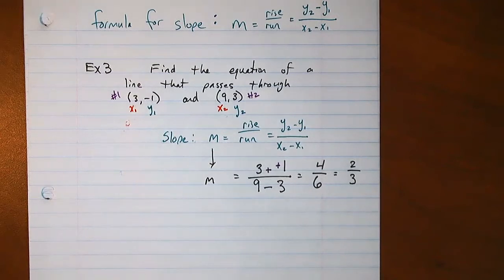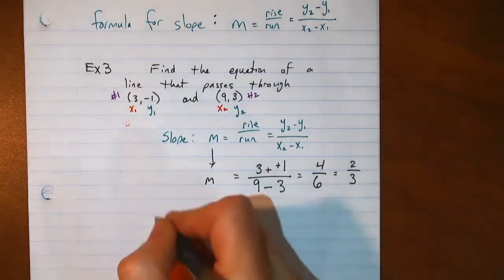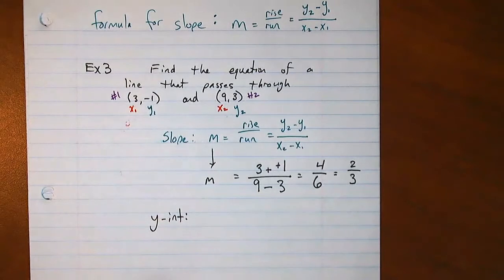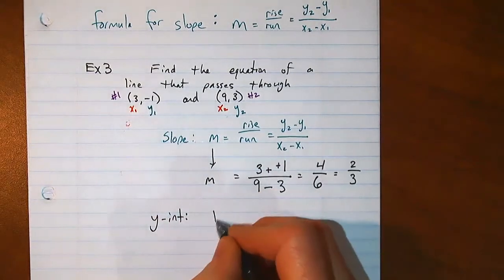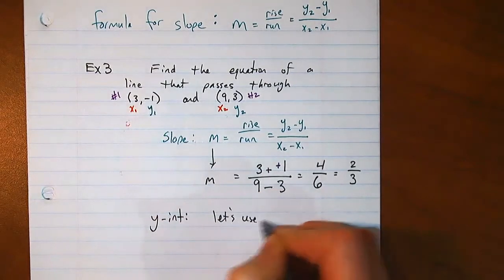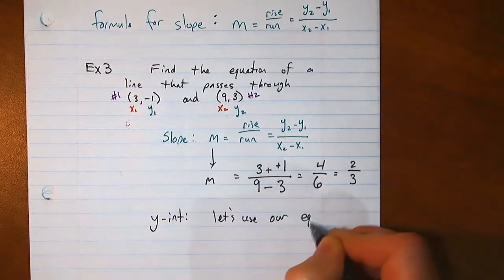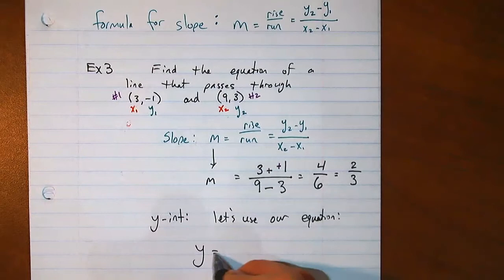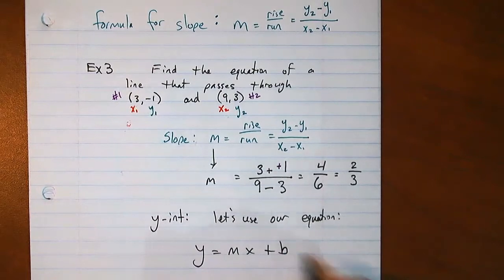Now we need to figure out the value of b. This is the part that's a little bit tricky, and there's a lot of different ways you can do this. Over the years, I've taught this a lot of different ways. But based on the discussion we've had so far, the way I'm going to show it this year is to go back to our equation. So our equation for a line was y equals mx plus b.